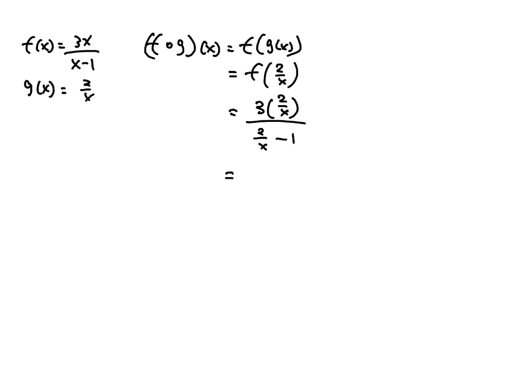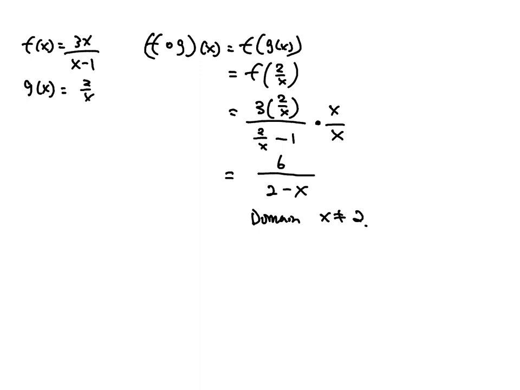Make your life a little easier. Multiply everything by x, because that is our common denominator. You should get 6 on the top and 2 minus x on the bottom. This means domain is x cannot equal to 2.